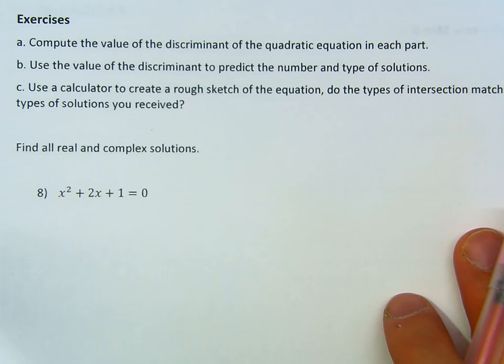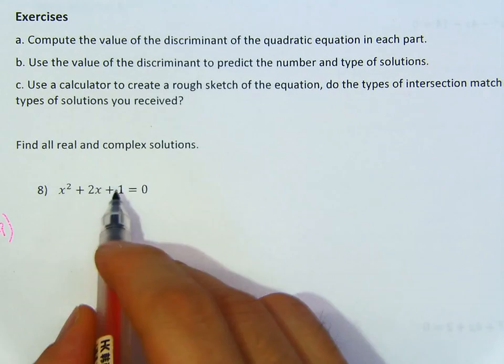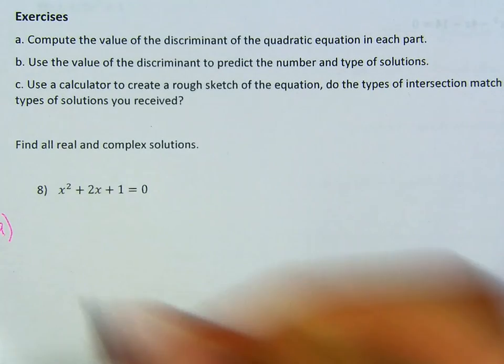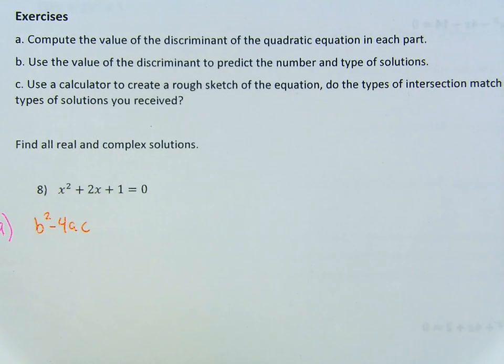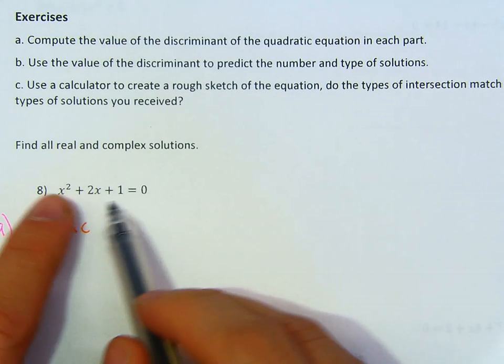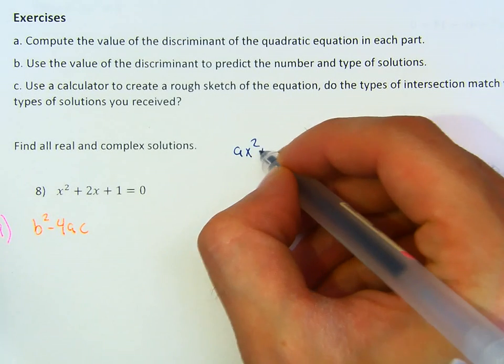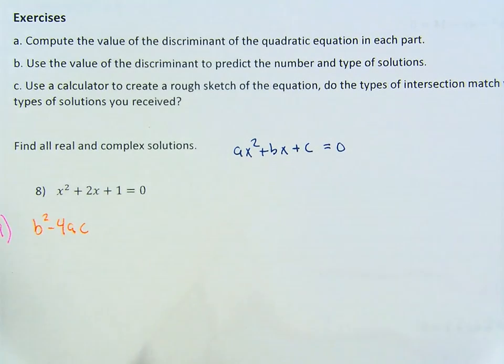Here, question 8, it's saying, what is the discriminant of this? So remember that for the discriminant, we have some b squared minus 4ac, okay? Now, question, is it in standard form? Yes, remember, standard form looks like some ax squared plus bx plus c, and we have it in that form, and it's equal to 0.